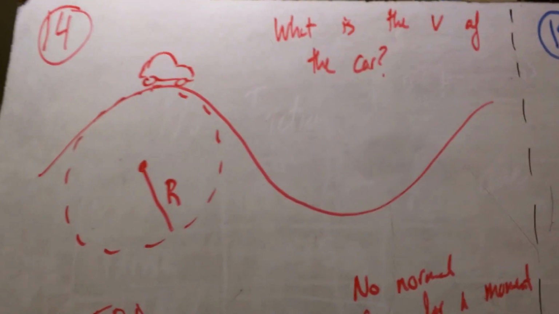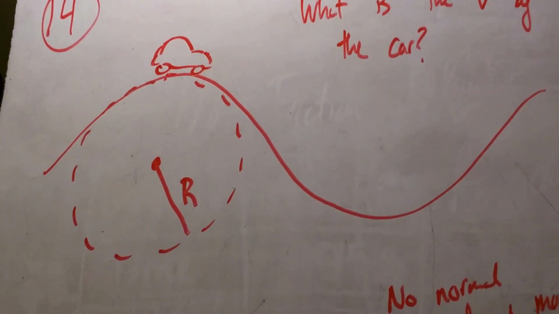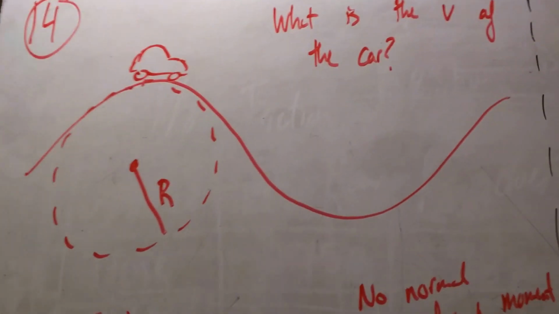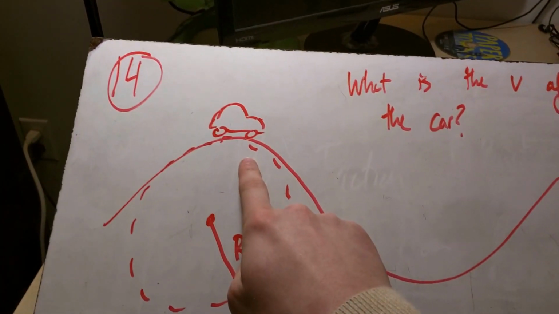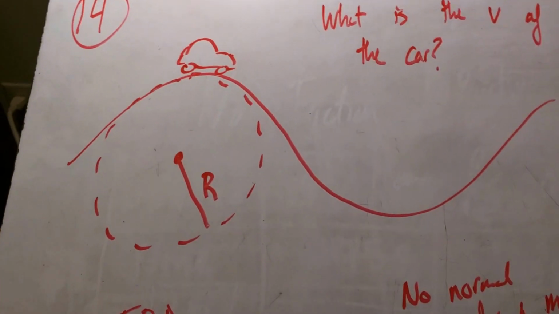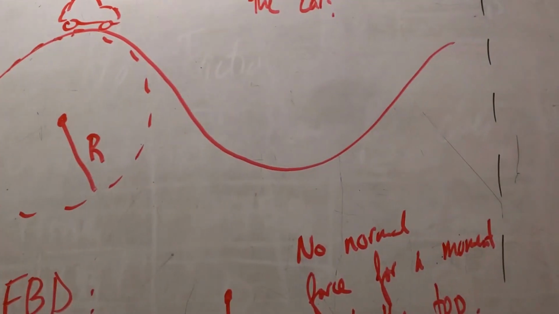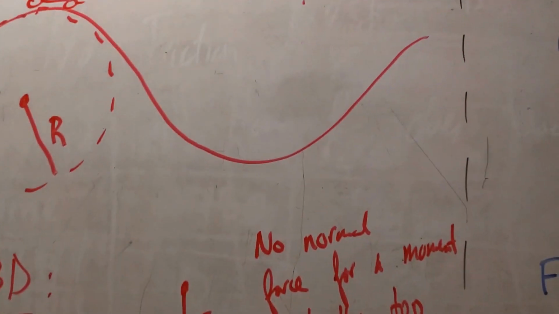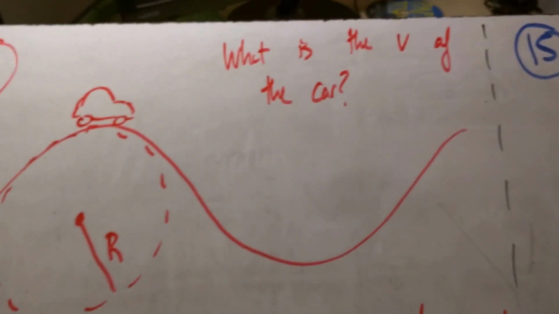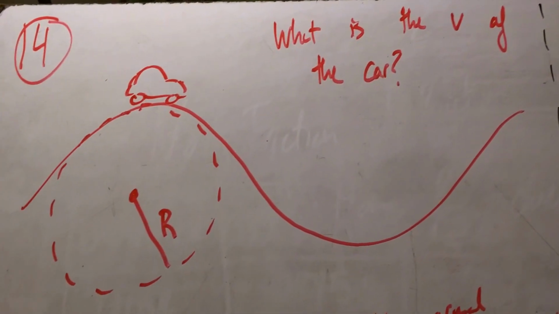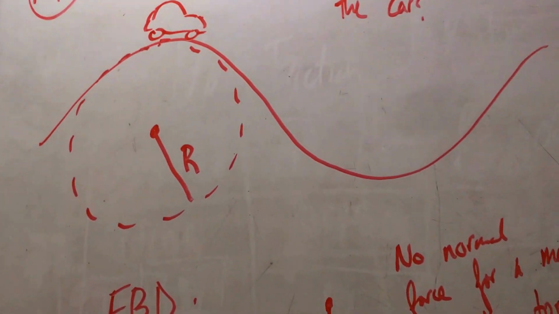Number 14 is of a car that's driving over hills, and the problem says, well, at the top of the hill, the car briefly loses contact with the hill, and that's what gives you the feeling of the light stomach or the butterflies, whatever you want to call it. It gives you a weightless feeling. And we want to know what's the velocity of the car if this is happening.